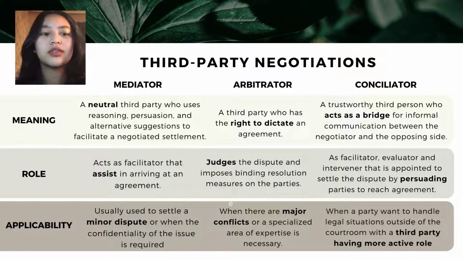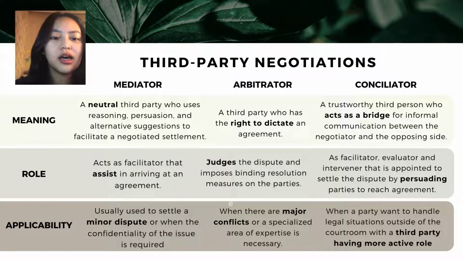The last one is the conciliator. A conciliator is a trustworthy third person who acts as a bridge for informal communication between the negotiator and the opposing side. As a facilitator, evaluator, and intervener, they are appointed to settle the dispute by persuading parties to reach agreement. When a party wants to handle a legal situation outside the courtroom, with a third party having a more active role, they will choose a conciliator rather than a mediator.